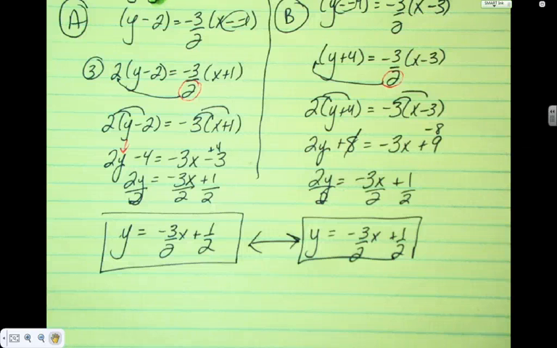You don't have to do both. I was just showing you for the first example. It doesn't matter whether you use the first point or the second point. They both give you the exact same equation in the end, as they should. If they didn't, we've done something terribly wrong.